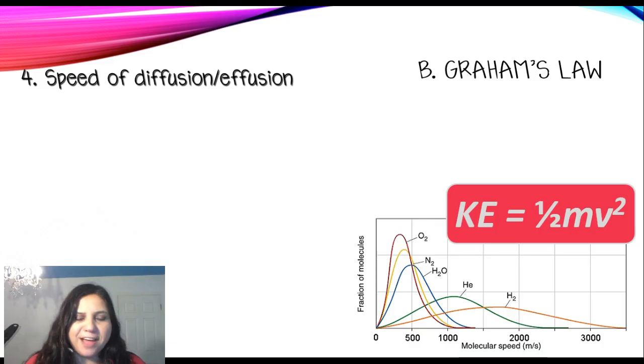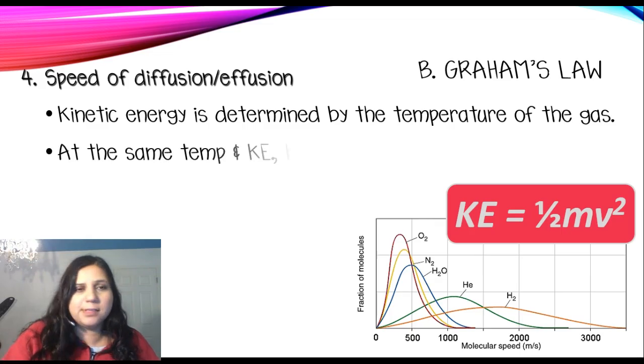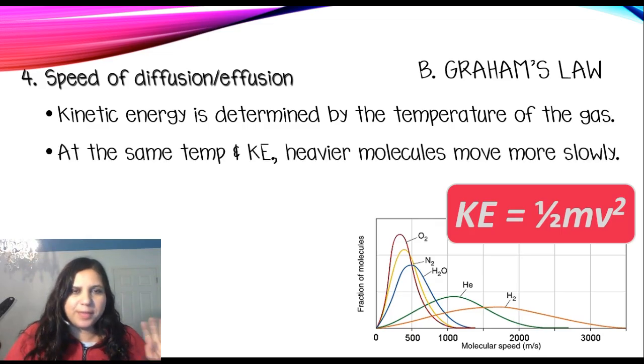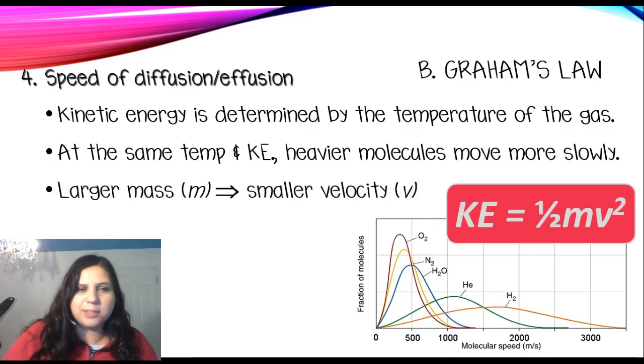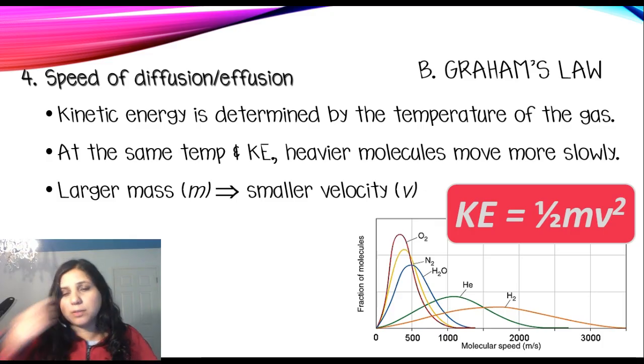Okay, we need to know about how fast particles are going, and we're going to compare their relative rates of effusion and diffusion. First, we need to know that kinetic energy is determined by the temperature of the gas. So remember, that's how we measure kinetic energy, by its temperature in Kelvin. At the same temperature and kinetic energy, heavier molecules will move slower than lighter molecules. So the larger the molar mass is, the slower they're going, the smaller their velocity. And so you have this equation right here, which we don't have to worry about too much, just that it means that the heavier it is, the slower they go.